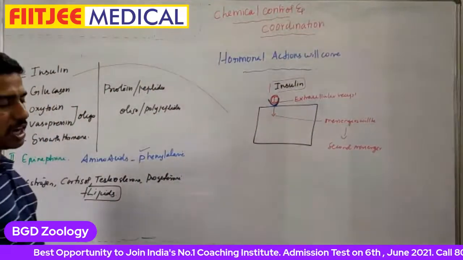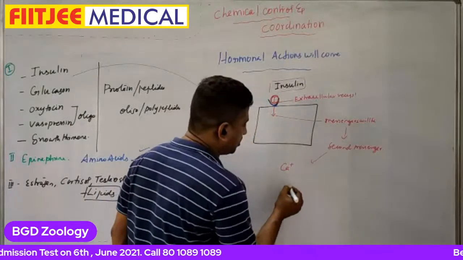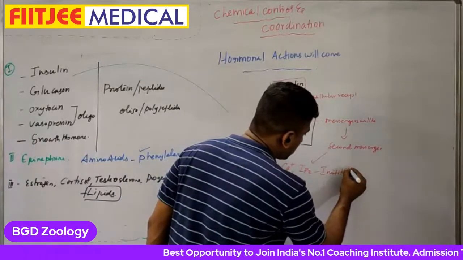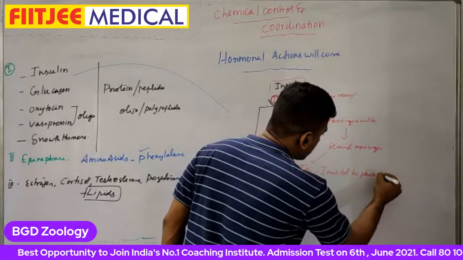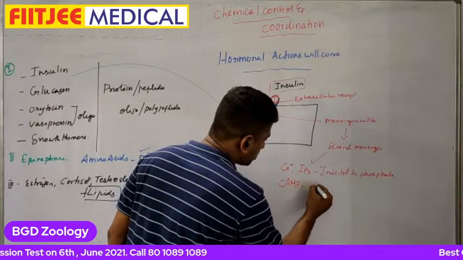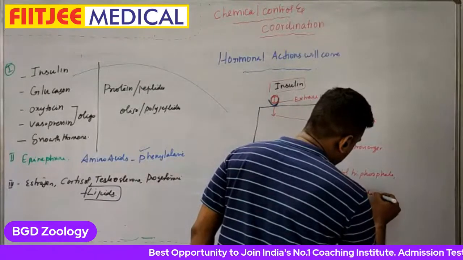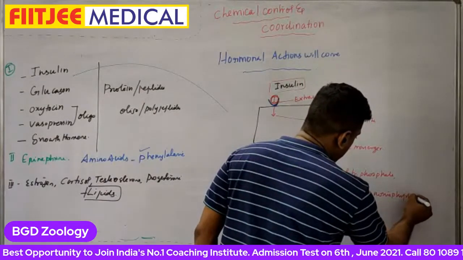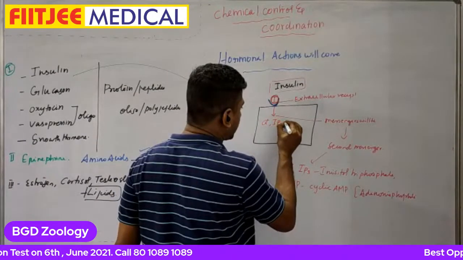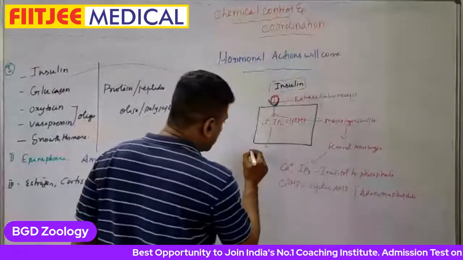Commonly, there are different things that act as second messengers. Mainly, calcium ions act as second messengers. The IP3, that is called inositol triphosphate. Or one more messenger, the cyclic AMP. AMP means adenosine monophosphate. So what will the second messengers do? This IP3 and the cyclic AMP will cause gene expression.